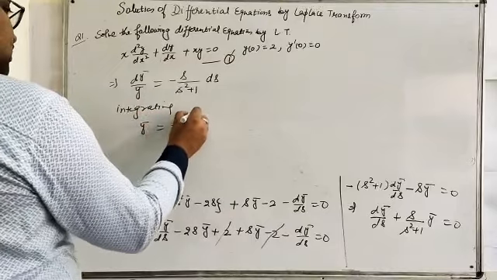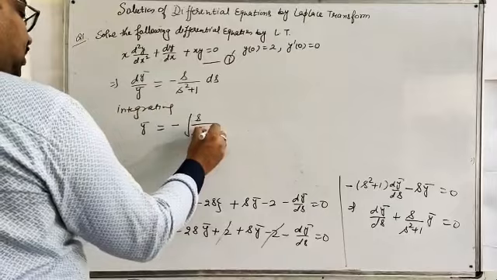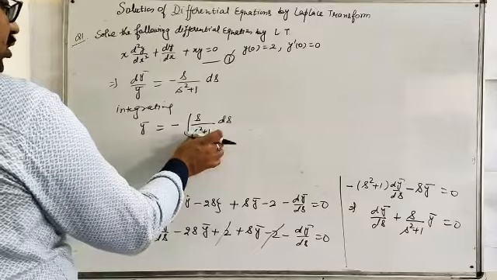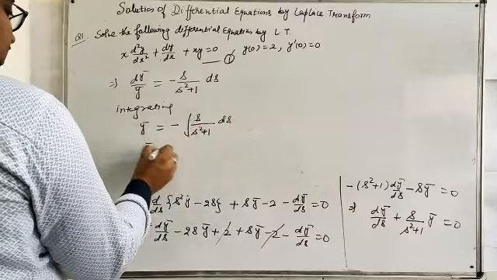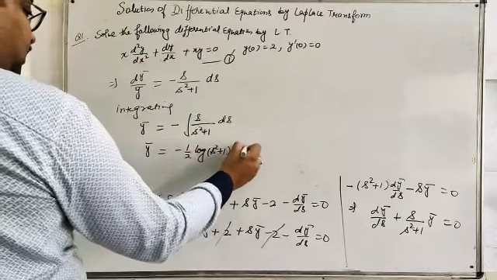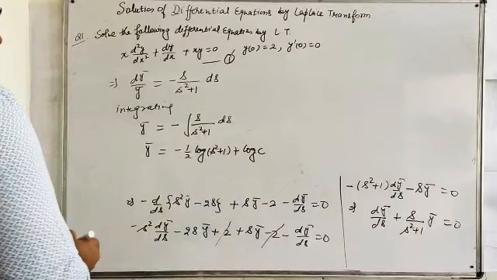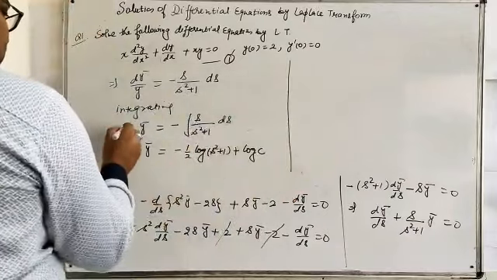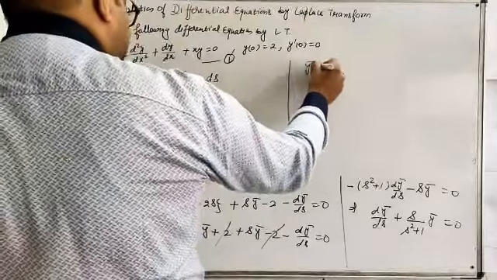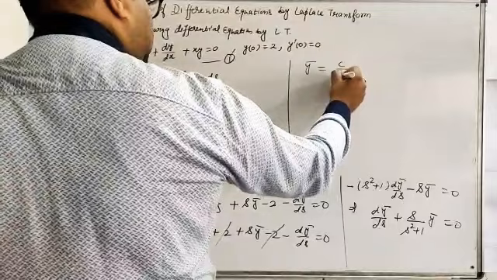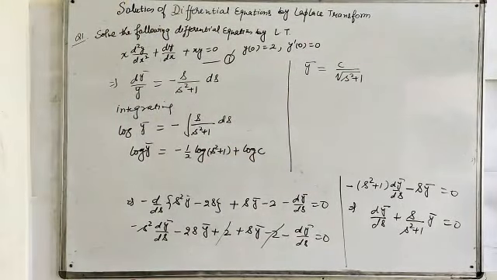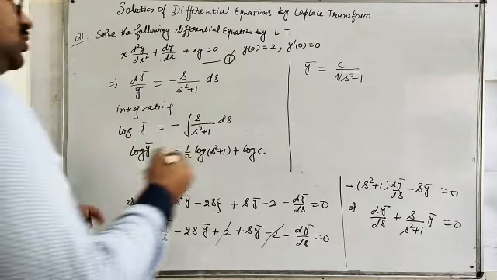Now integrating, what do we get? This is y bar, this is minus s upon s square plus 1 ds. Now if s square plus 1 is taken as t, then 2s ds equals dt. So we can write y bar equals minus 1 upon 2 log of s square plus 1 plus log c, or this is log y bar, or we can write y bar equals c upon square root of s square plus 1. This is the value of y bar, but we have to find the value of y. So taking ILT on both sides.